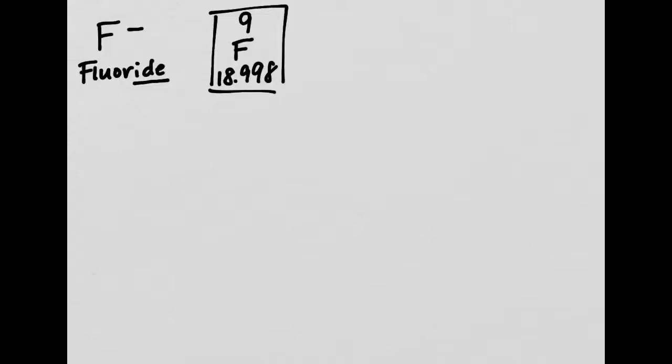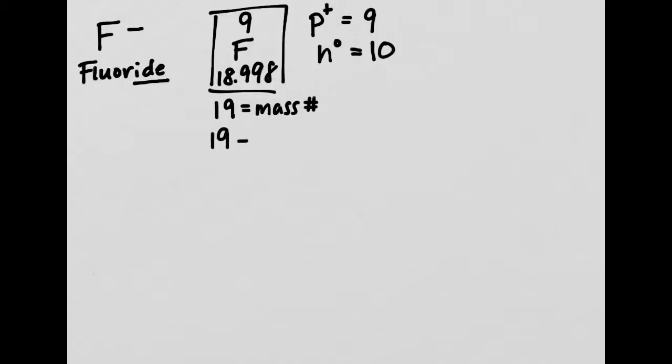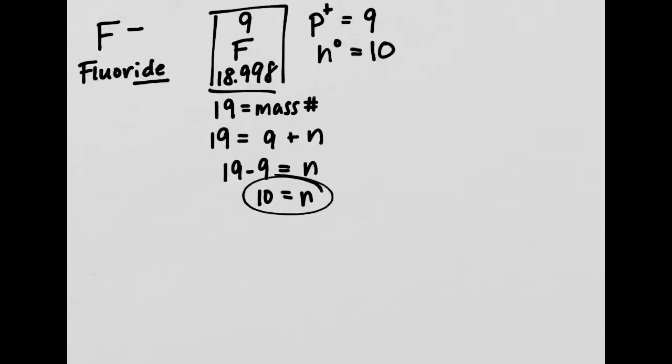I have an atomic number of 9, which means that I have 9 protons. And 18.998 rounds up to 19, so I'm going to call that my mass number. See if you can figure out how many neutrons this has. Go ahead and pause it and then come back and see if you're right. The answer is 10 neutrons, and I'll show you how right now. So my mass number is 19. I have 9 protons. That's how I get there.